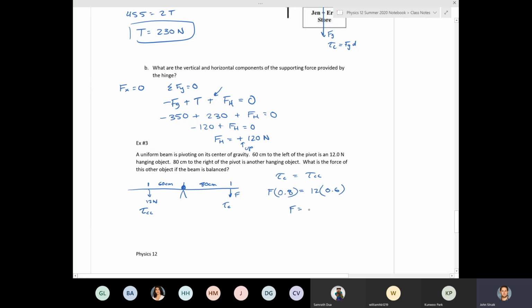F is 25. That doesn't make sense. Give me a sec. 12 times 0.6. There we go. Divided by 0.8. 9.8 newtons.